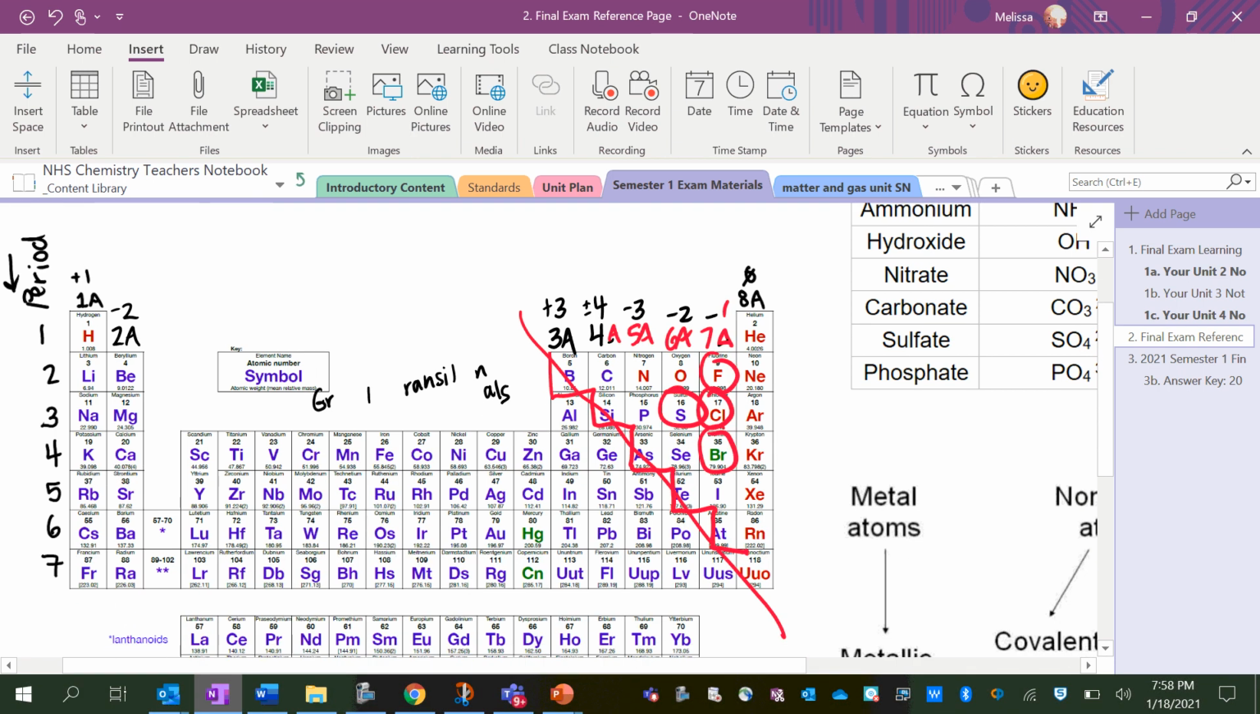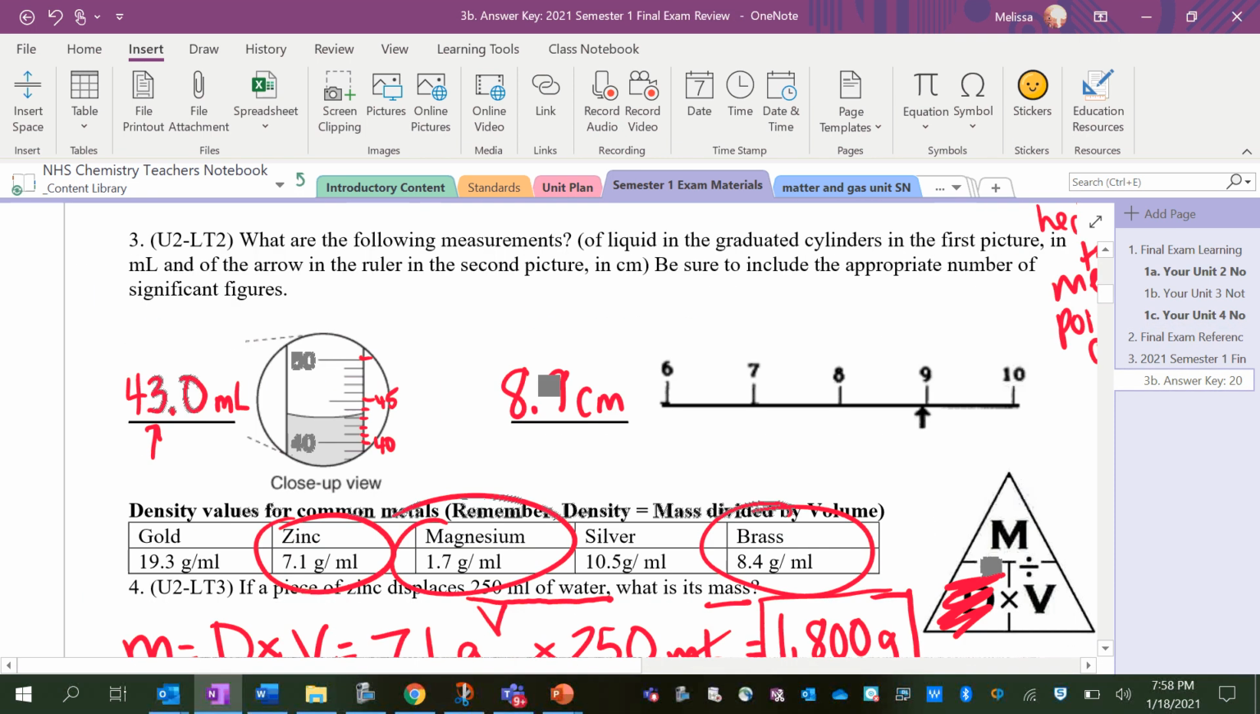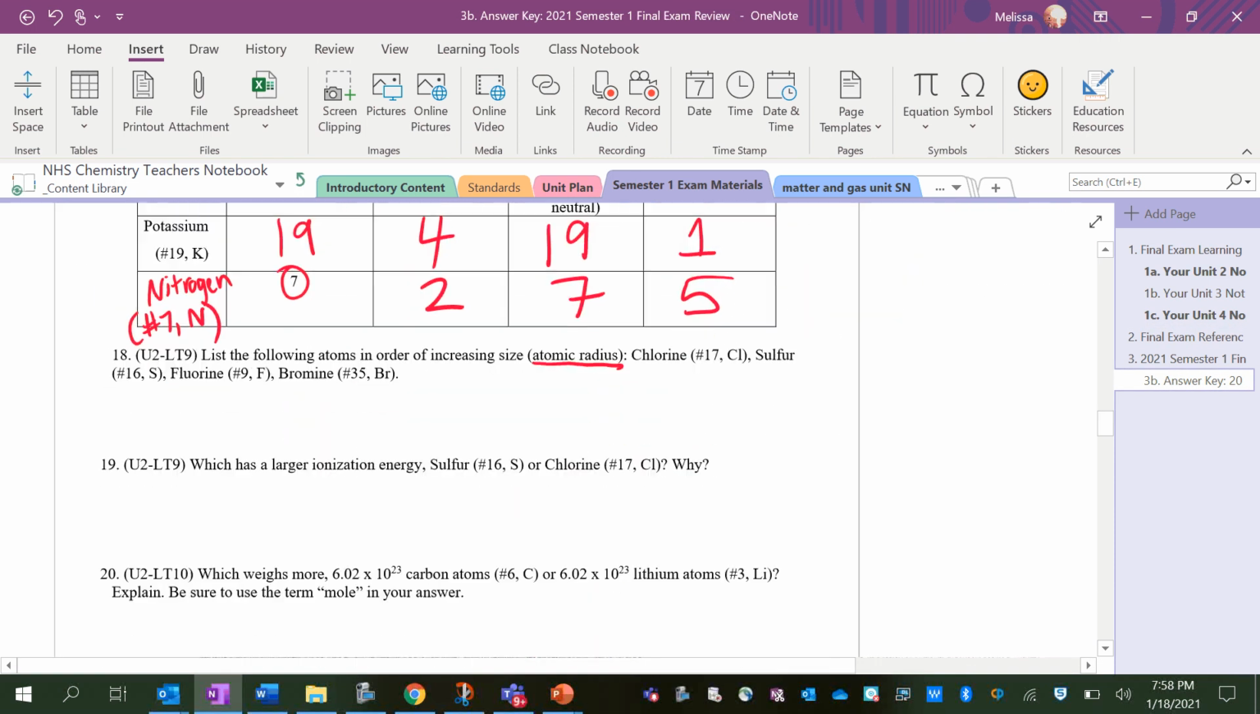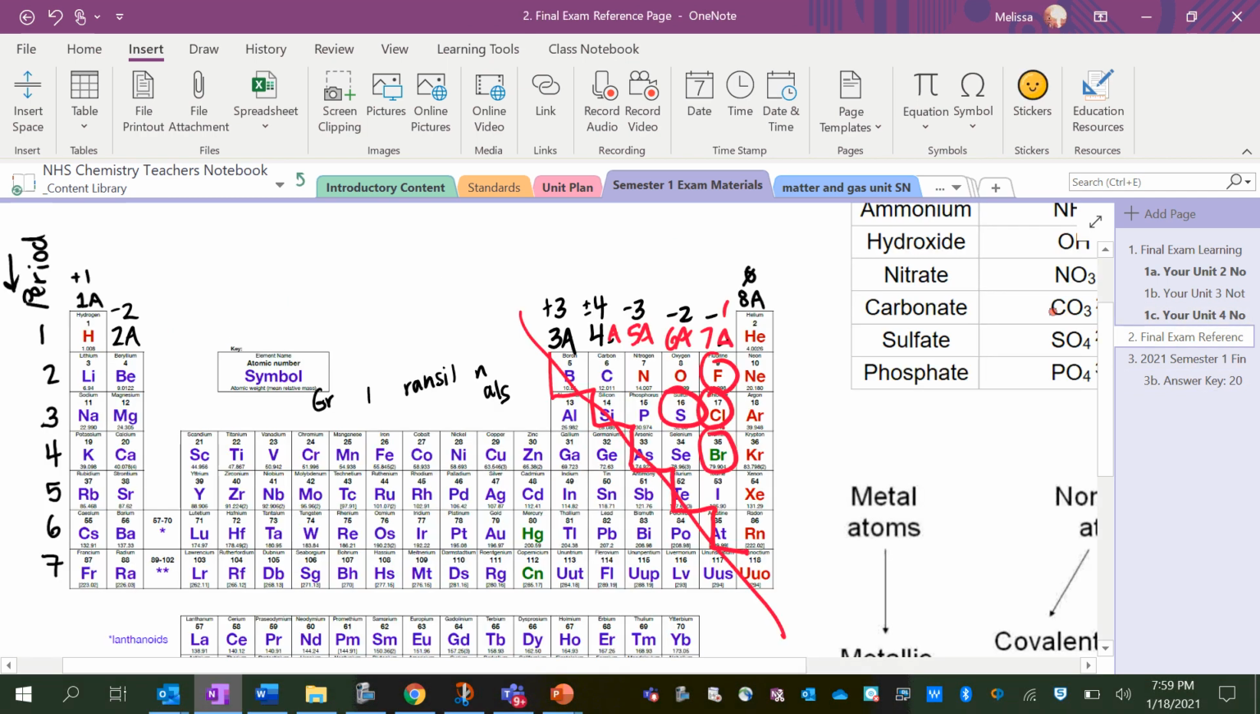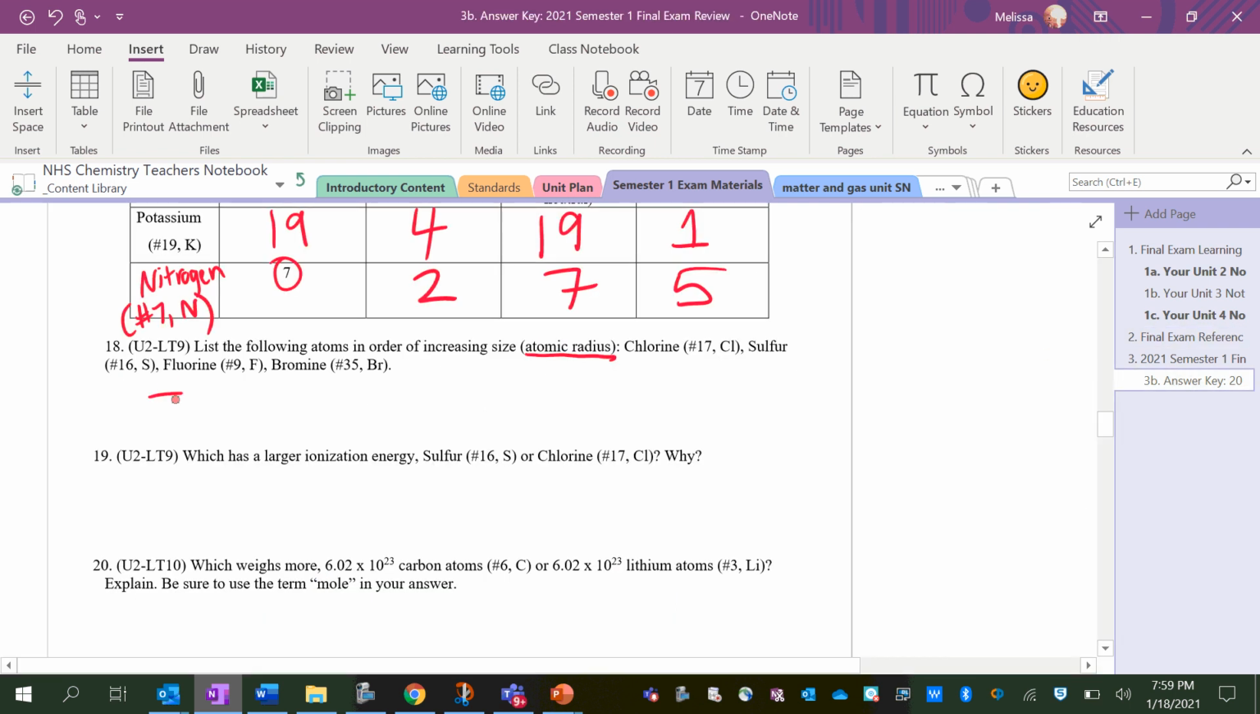We need to put these in order of atomic radius. Was it increasing or decreasing? Increasing size. So which one of these is the smallest of all of these options? Okay, so let's look back on here. The smallest will be the one that has the least number of shells. So that would definitely be fluorine. So fluorine is the smallest, and the reason is it only has 2 shells.